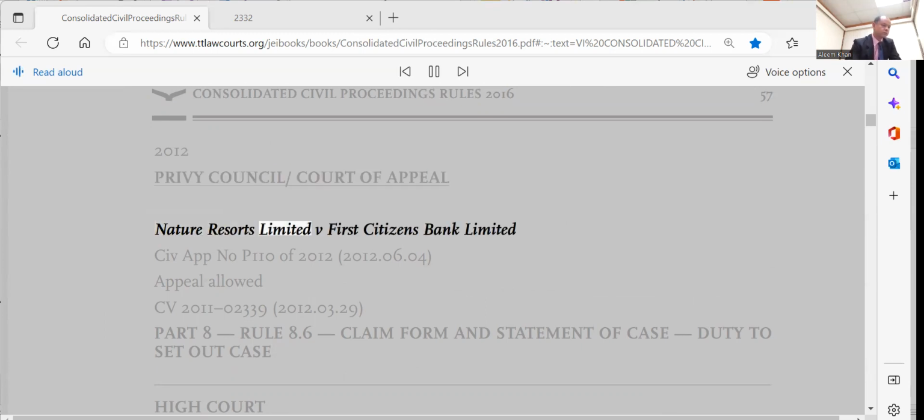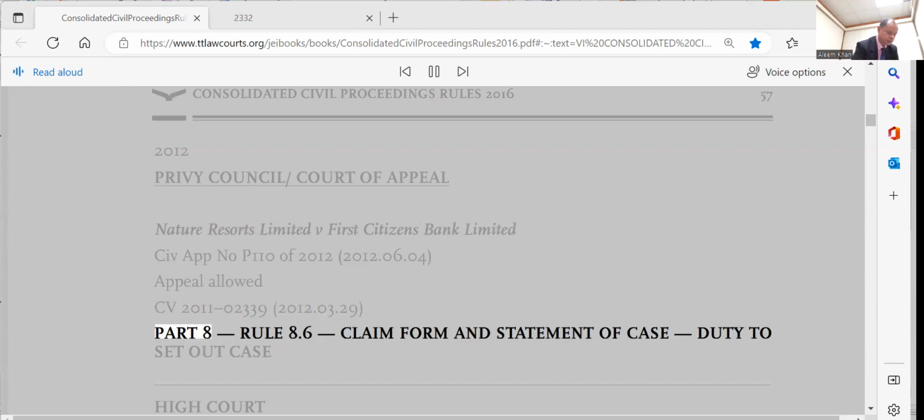Nature Resorts Limited v. First Citizens Bank Limited, Civ App No P110 of 2012, June 4, 2012. Appeal allowed. CV 2011-02339, March 29, 2012, Part 8, Rule 8.6, Claim Form and Statement of Case, Duty to set out case. High Court.